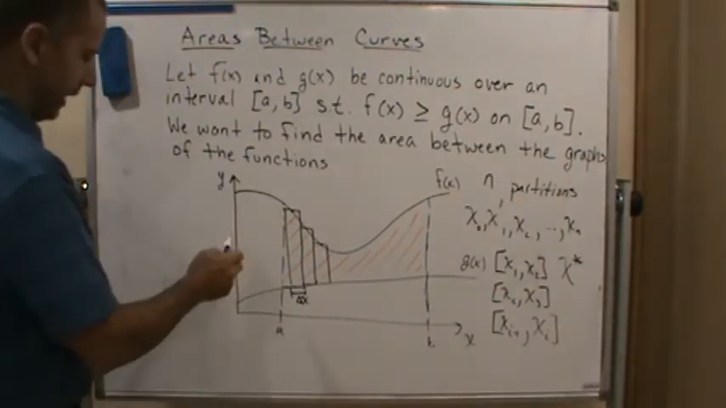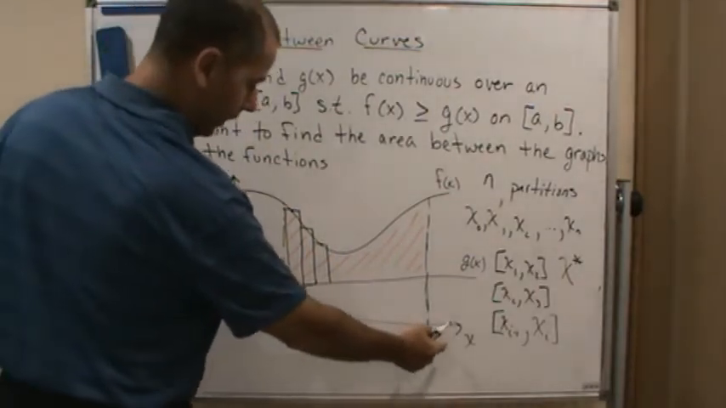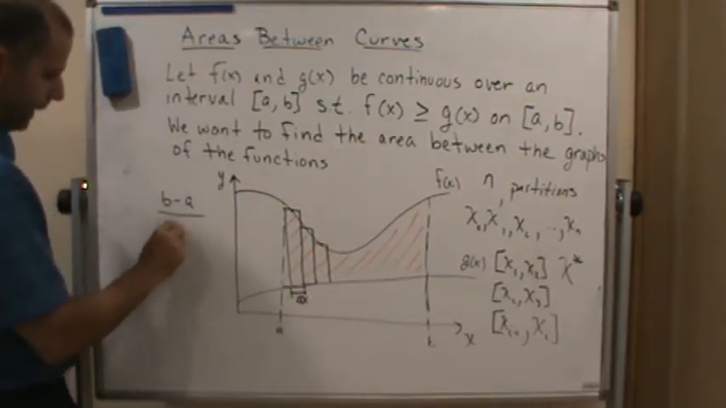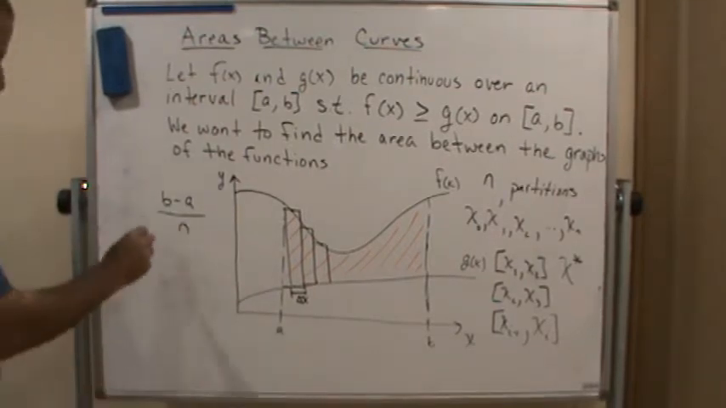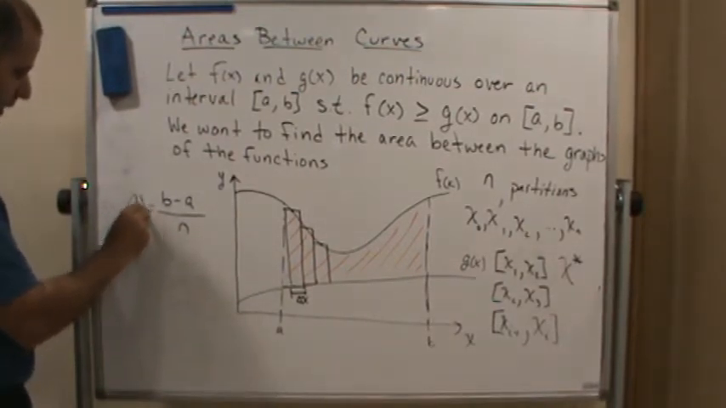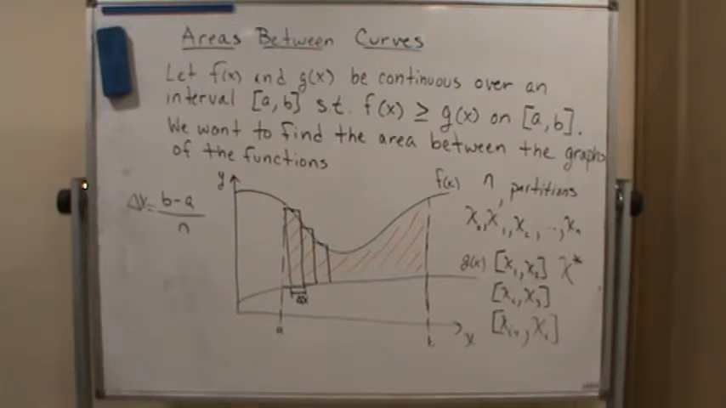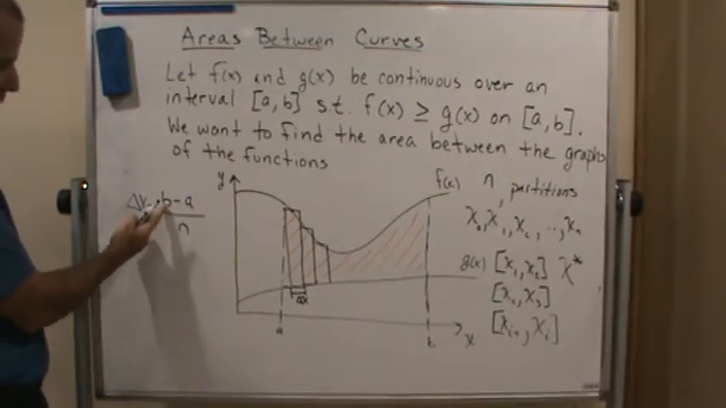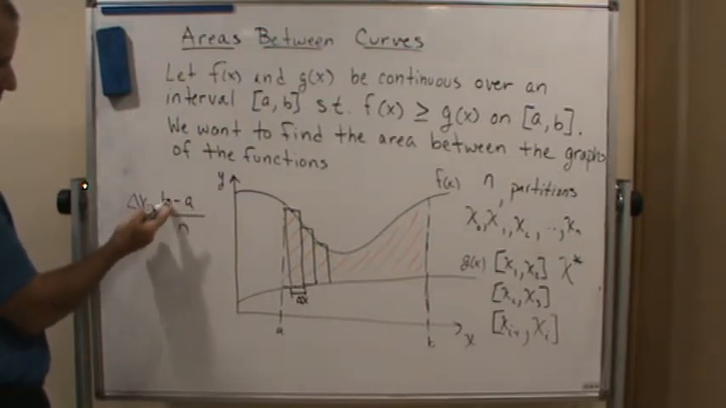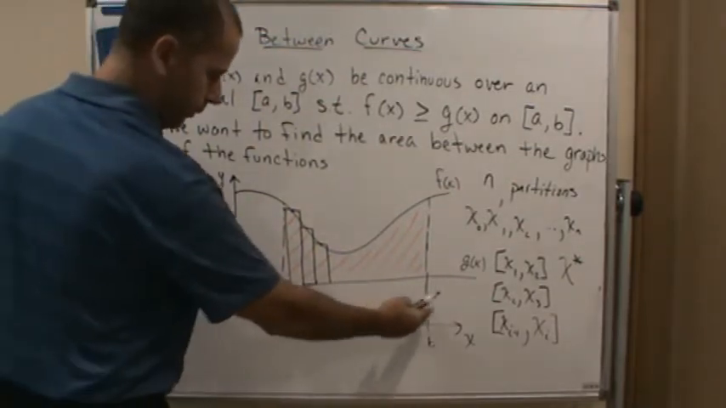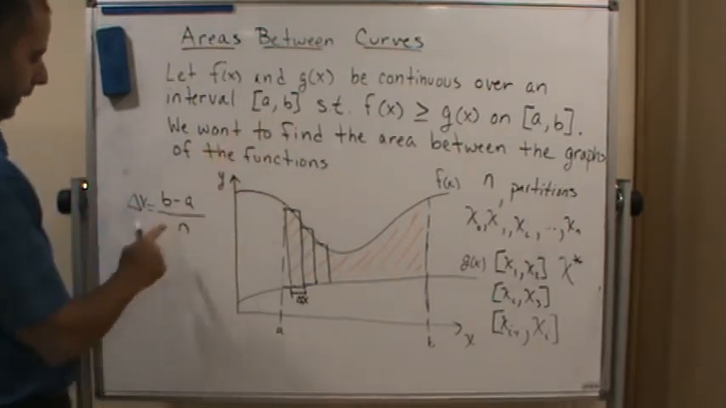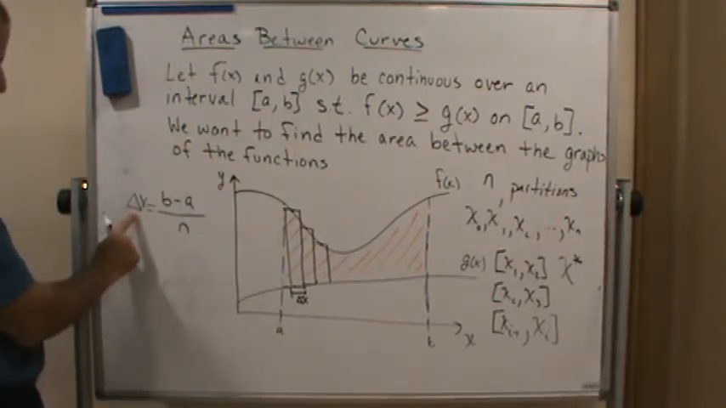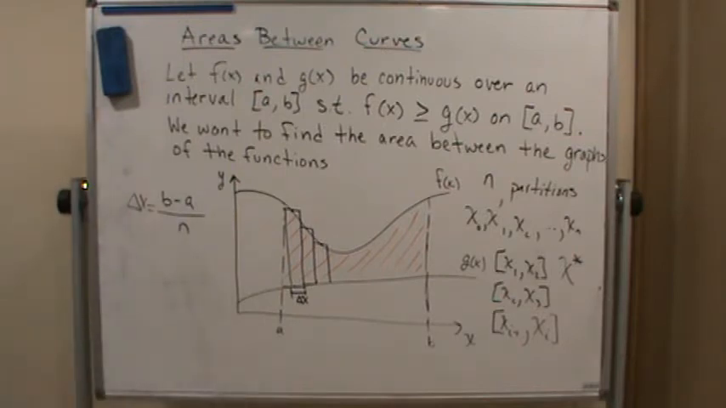How do we get the delta x? Well, it's going to be b minus a divided by n. That's how we're going to get our delta x. That's the definition of delta x, and that's why it's always going to be the same. How many subintervals do we want? We want n subintervals. And we need to find the length of the closed interval from a to b. So we're subdividing our interval into subintervals, and so the width of each subinterval is delta x.